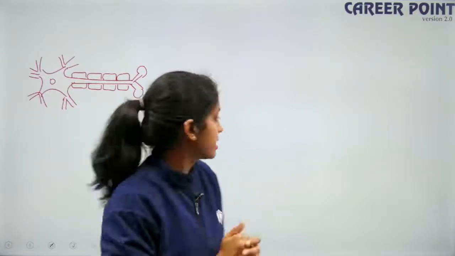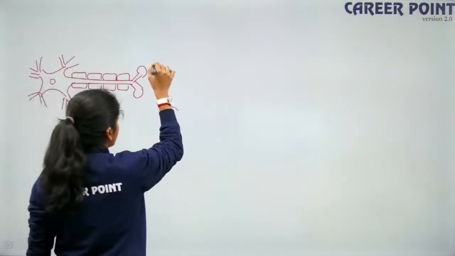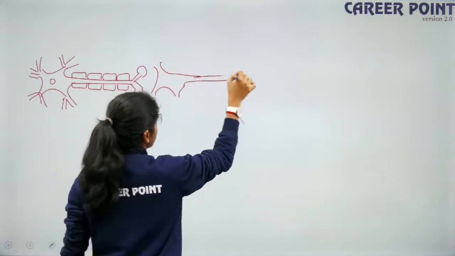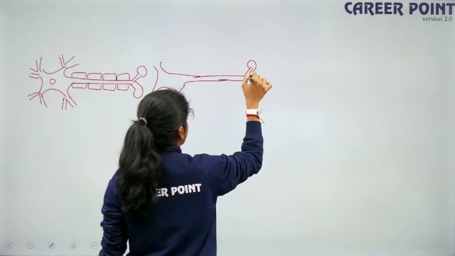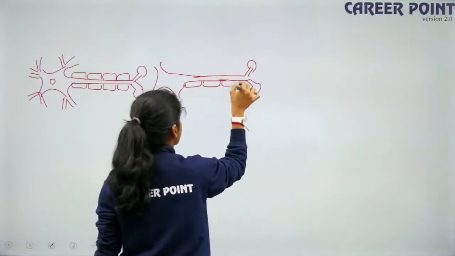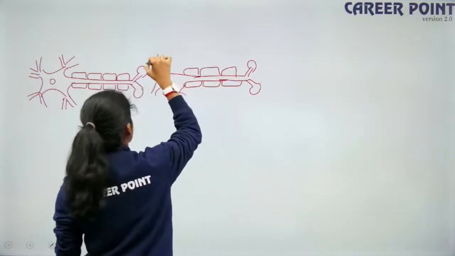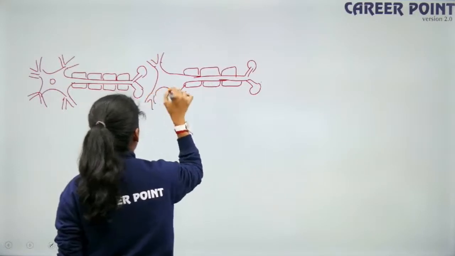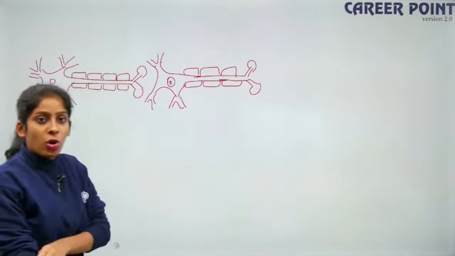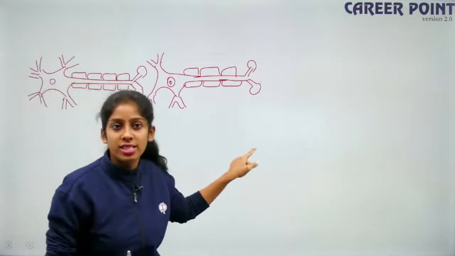So this is the first neuron with the myelin sheath. I quickly draw the second neuron. So this is my second neuron, right? I call this my presynaptic neuron and this my postsynaptic neuron.